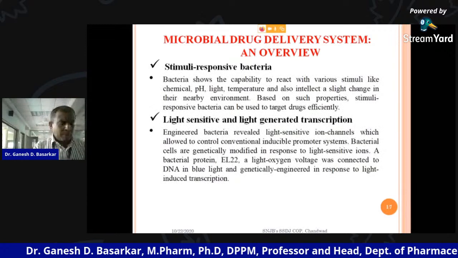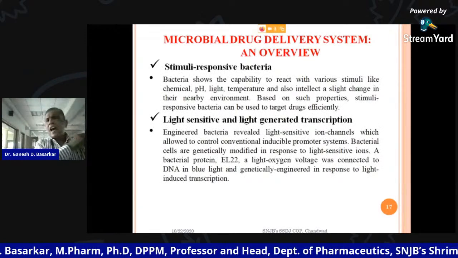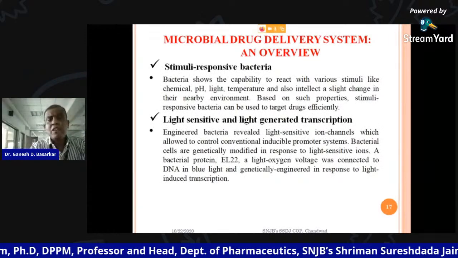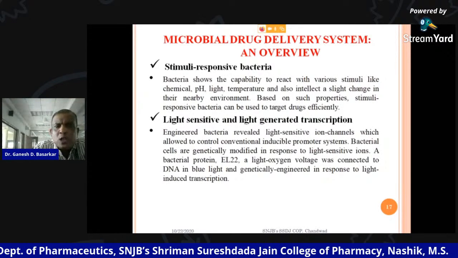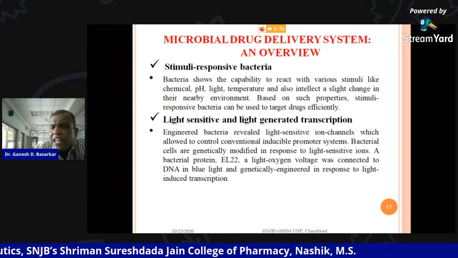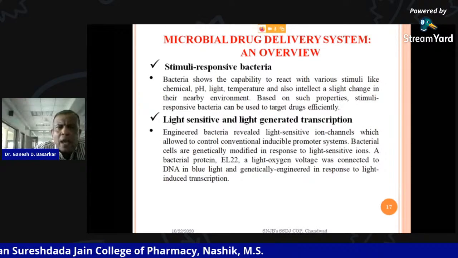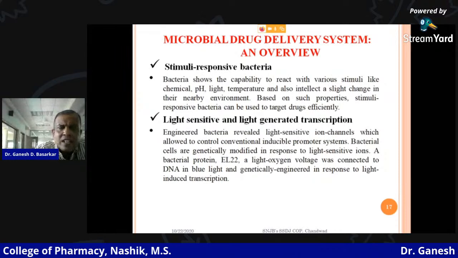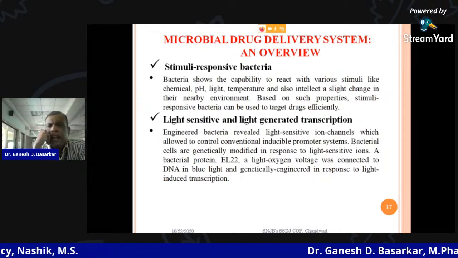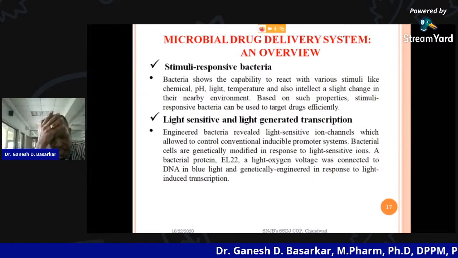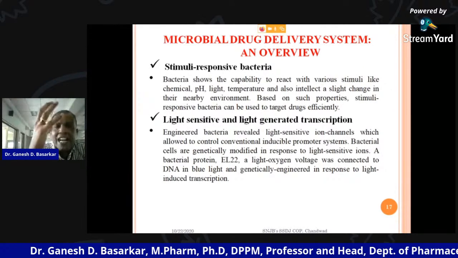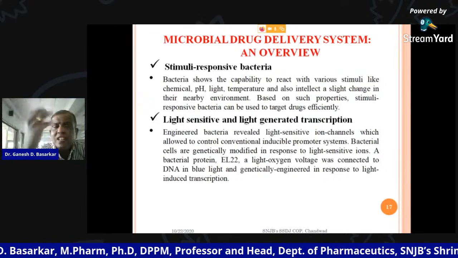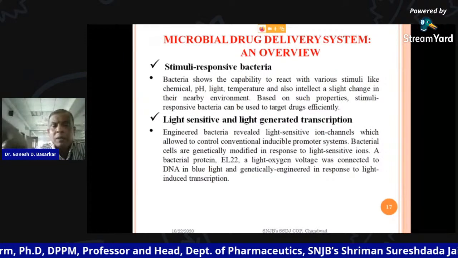Similarly, the stimuli, as I said, in the internal organs where there is a disease, where there is a deficiency. Bacteria show the capability to react to various stimuli like chemicals, pH, light, temperature, and slight changes in the nearby environment. So when they are introduced into the body, they will identify where the changes are. They move because of the bacterial toxin.